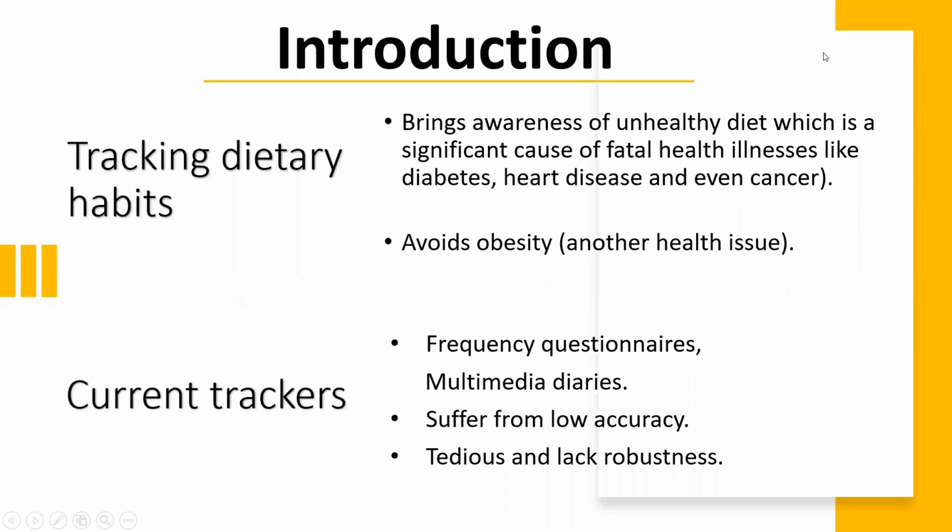So initially, as we all know, it is crucial to track dietary habits, which in turn gives added insight in determining the overall well-being of a person. An unhealthy diet is a significant cause of fatal health illnesses like diabetes, heart disease, and even cancer. Obesity is also another health issue which is increasing day by day in the world, which, when addressed, can be prevented from aggravating to more terminal problems such as stroke, type 2 diabetes, and the other diseases stated above.